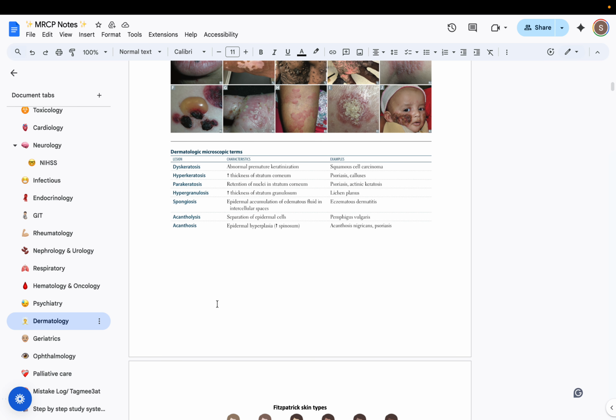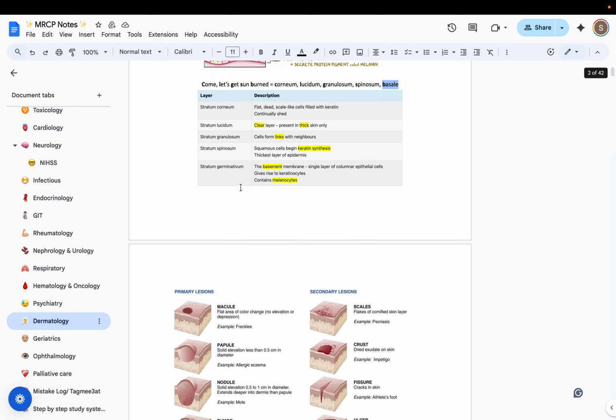Now, there are some microscopic terms. Dyskeratosis is abnormal premature keratinization in squamous cell carcinoma. Hyperkeratosis is increased thickness of the stratum corneum. Parakeratosis is retention of nuclei in stratum corneum. And both of these happen in psoriasis. Hypergranulosis is increased thickness of the stratum granulosum. That was the one that's right underneath the lucidum, I believe.